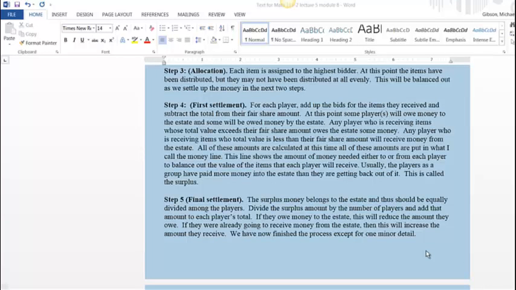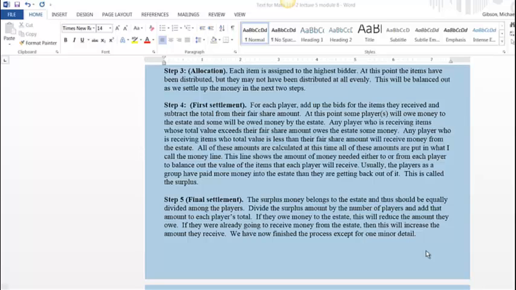Step 4, first settlement. For each player, add up the bids for the items they received and subtract the total from their fair share amount. At this point, some players will owe money to the estate and some will be owed money by the estate. Any player who is receiving items whose total value exceeds their fair share amount owes the estate some money. Any player who is receiving items whose total value is less than their fair share amount will receive money from the estate.